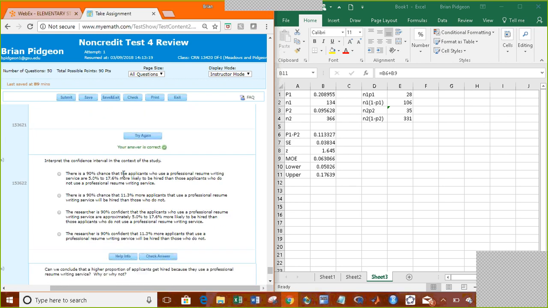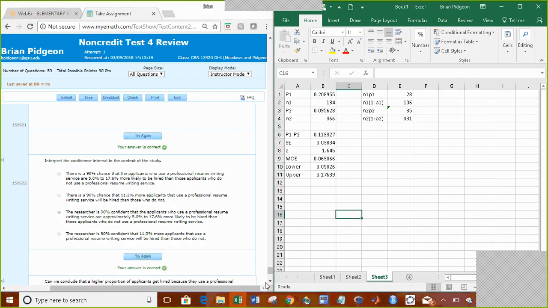So there's a 90% chance. Nope. If you ever see anything about chance with confidence intervals, that's automatically wrong. Just like when we talk about hypothesis testing, we don't say we accept the null. With confidence intervals, we're always talking about being a certain degree of confident. So that tells us that A and B are our answers. The researcher is 90% confident the applicants who use a professional resume writing service are approximately 5% to 17% more likely to be hired than those who did not. Yes. And those 5 and 17% are, if you notice, limits from our confidence interval.